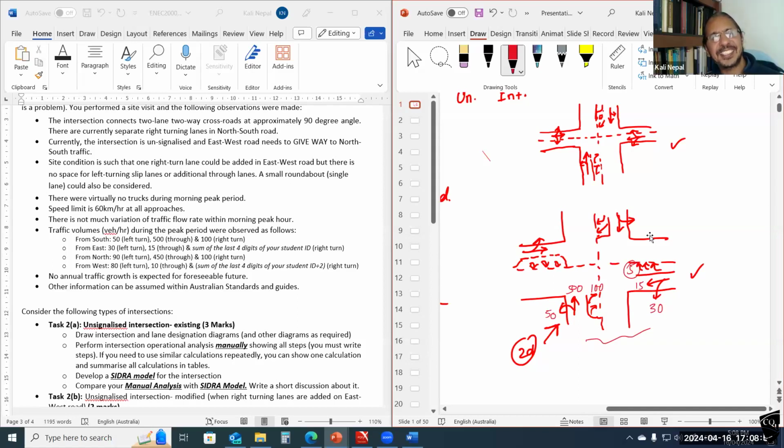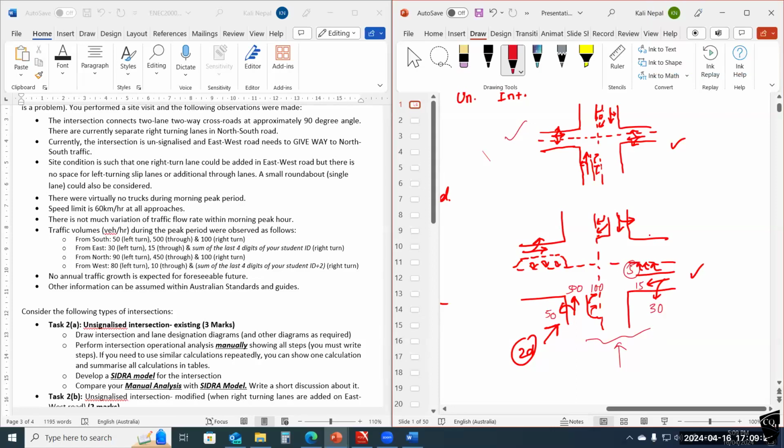Yeah, this is the second case, the modified case. At the beginning, in the existing case analysis, there is only one lane, and we just analyze for that case. For the modified case, just add an extra lane to the east and the west road as well, and then analyze whether the capacity improves, whether the level of service improves or not. And for the third case, you design a roundabout for this traffic volume, and you also design the traffic signal system for this configuration of intersection layout.